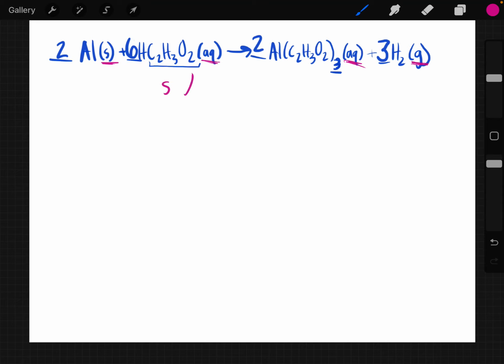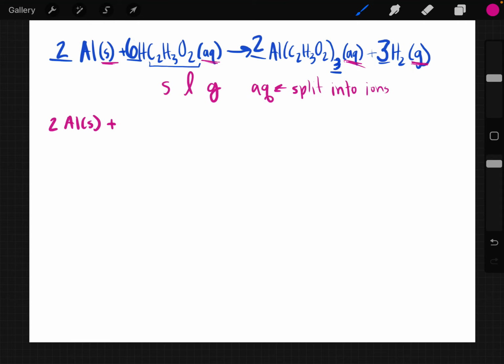So anytime you have a solid, liquid, or gas, you're not going to touch the element. You're just going to bring it down as is. The aqueous ones, though, we're going to split up into ions. I'll show what I mean and hopefully you'll be able to pick it up. I'm going to start left to right, just like I read. 2Al(s). I'm not going to do anything to solids because Miss M told me not to. Solids, liquids, or gases, just leave them be.